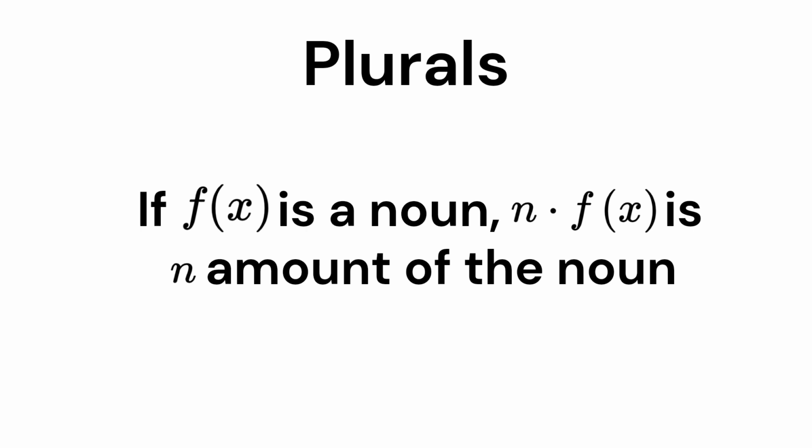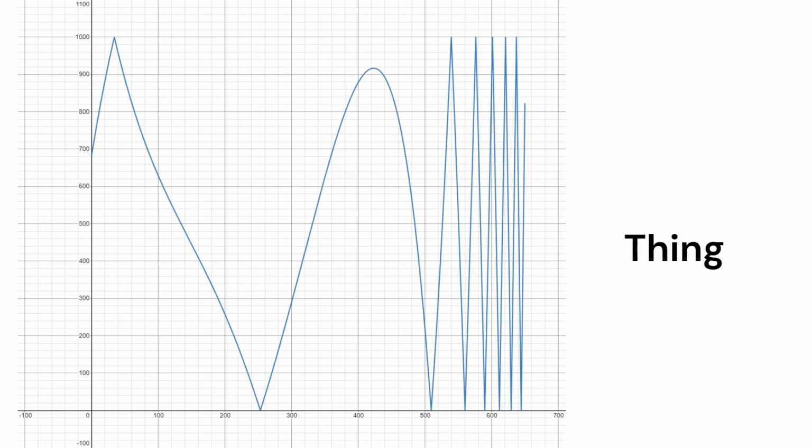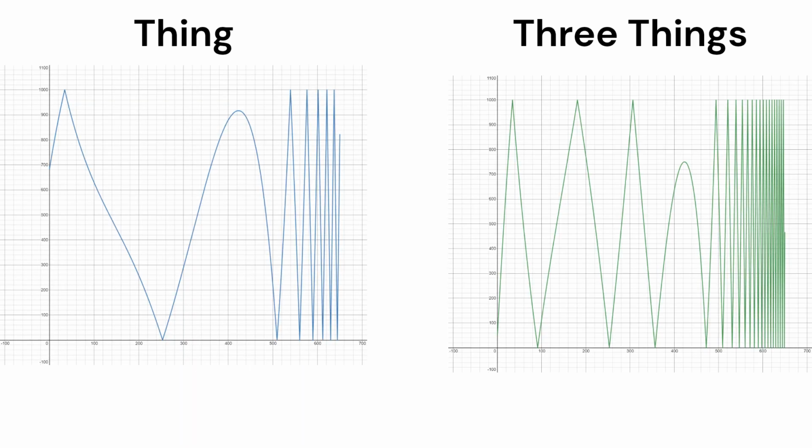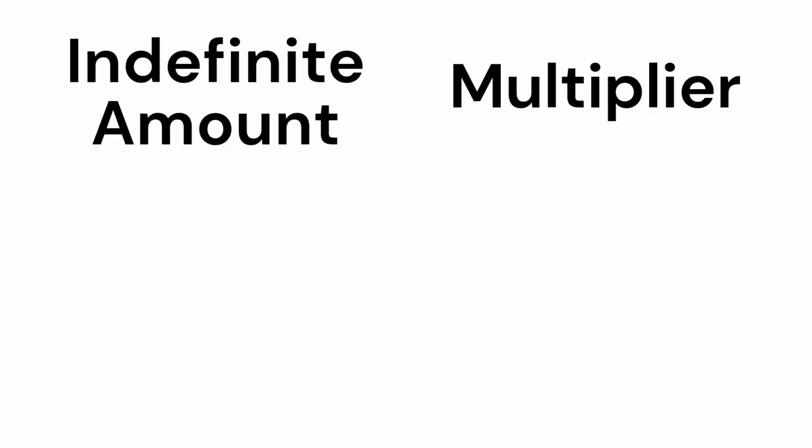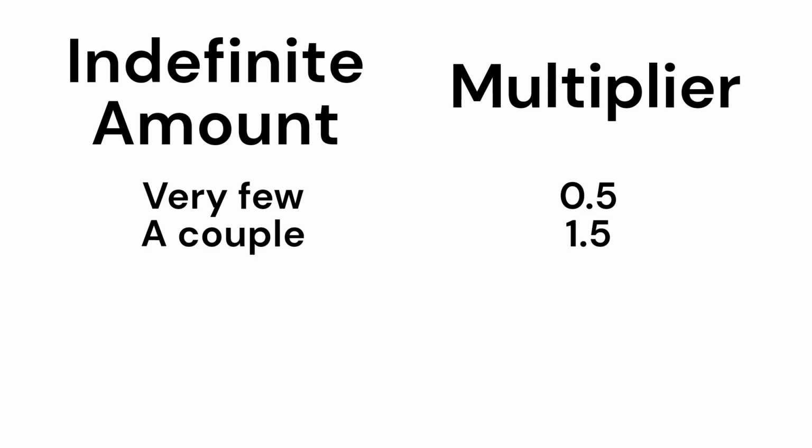for the language. Plurals are quite easy to make in Grapherit, as you simply multiply the function by the number of items. So this function is thing, and this one is 3 things. When the plural is not mentioned, like in some things, you multiply the function by a non-integer constant, which is dependent on the amount. For very few things, you multiply by 0.5. For a couple things, you multiply by 1.5.